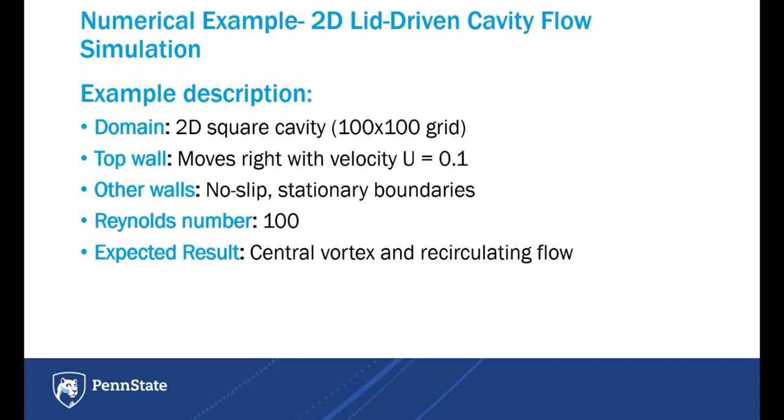In this simulation, we set up a 2D square cavity. The top wall moves while the others remain stationary. This movement generates recirculating flow. We expect to observe a stable vortex at the center for Re of 100.